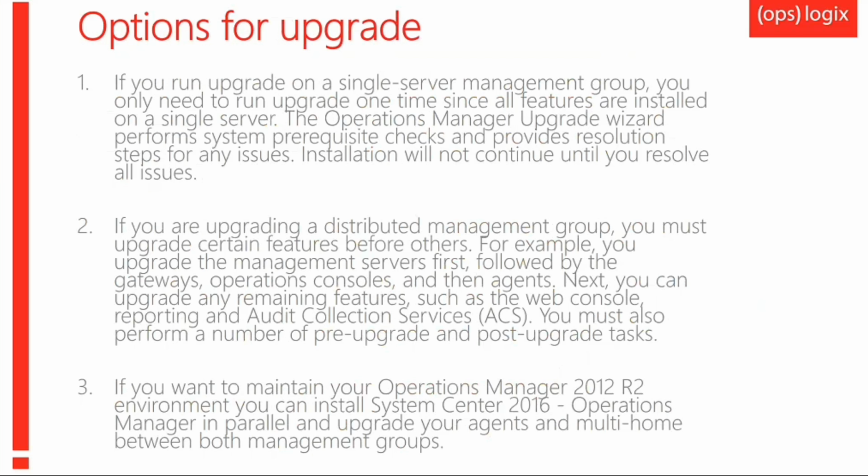If you are upgrading a distributed management group, so you have a couple of servers that make up your management group, then again there's upgrade sequencing. So you need to make sure that certain features are upgraded before others. For example, you need to upgrade your management servers first, then your gateways, then your consoles, etc., and then upgrade the remaining features. There's also a couple of things you need to do before you upgrade and whenever you finish the upgrade to make sure that your environment works. And we'll look at the next slide on what needs to be done there.